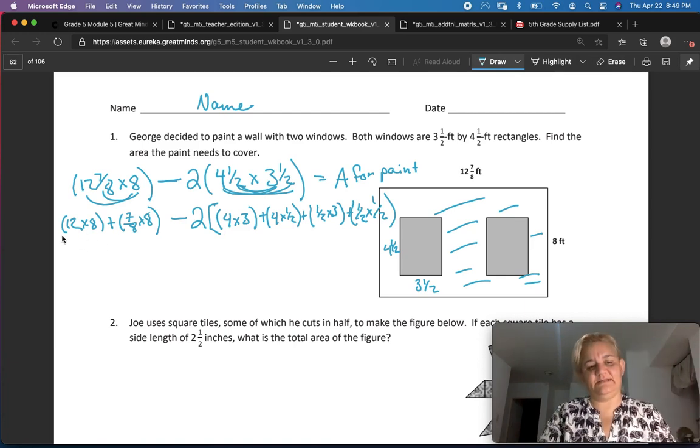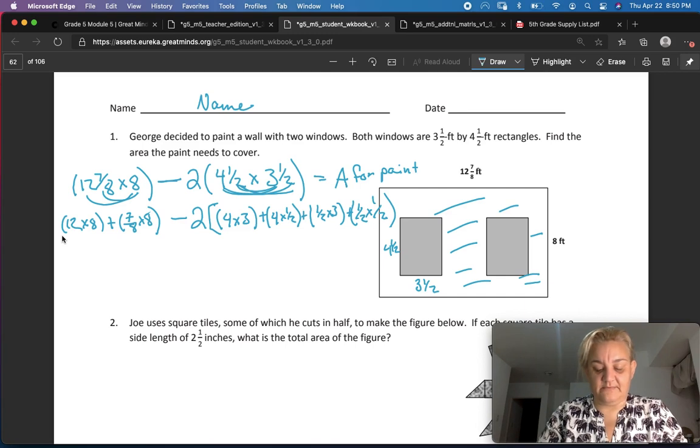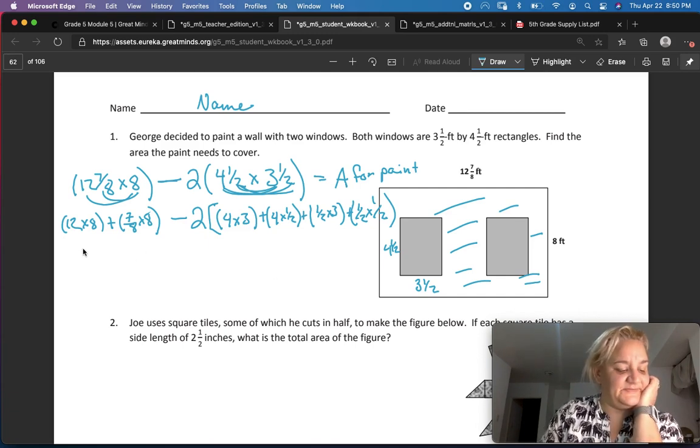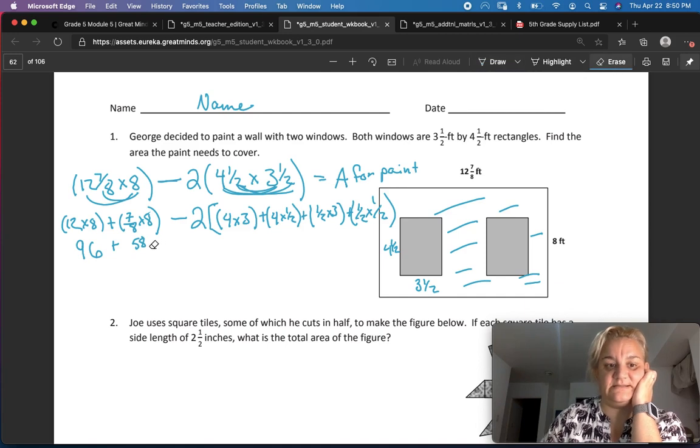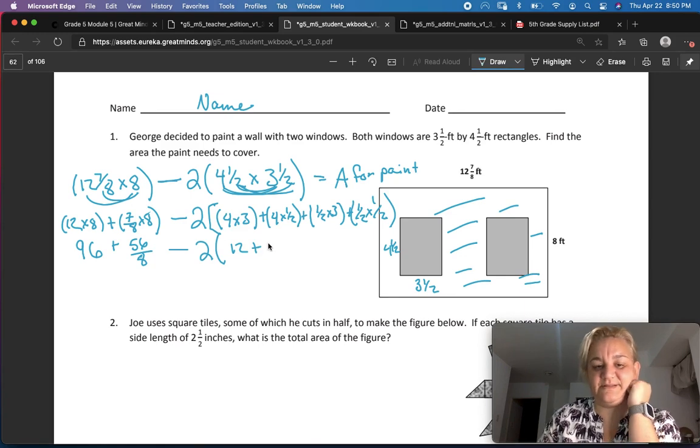Okay. All right. Now I can take things to the next level. 12 times 8. What's 12 times 8? I am super tired, so I'm just going to use my calculator for that. It's such a simple little thing if you don't know your 12s. That is 96, okay? And then 7 times 8 is 56. Oops, it's 56 over 8, okay? And then I still am multiplying the whole big thing here. 4 times 3 is 12. 4 times 1/2 is 2. 1/2 times 3 is 1.5. And 1/2 times 1/2 is 1/4.